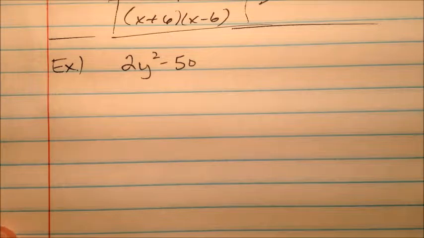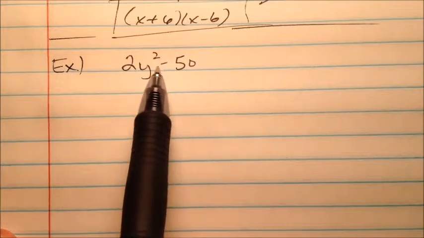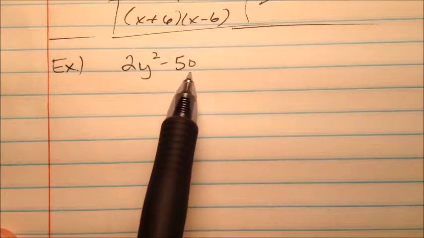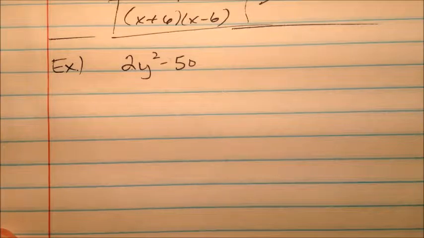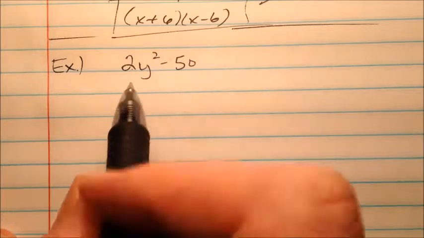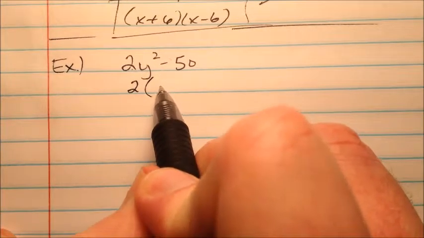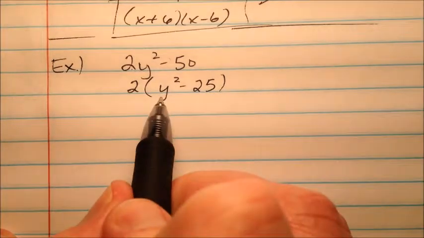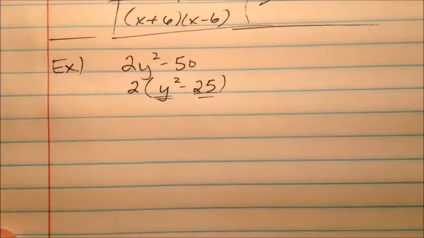In this second example, we have 2y squared minus 50. I notice it's the difference here because there are two terms being subtracted. But 2y squared and 50 are not perfect squares. Oh, but I do see that 2 and 50 are both even, so I could factor out a 2. When I factor that 2 out, I'm left with y squared minus 25, which are perfect squares.